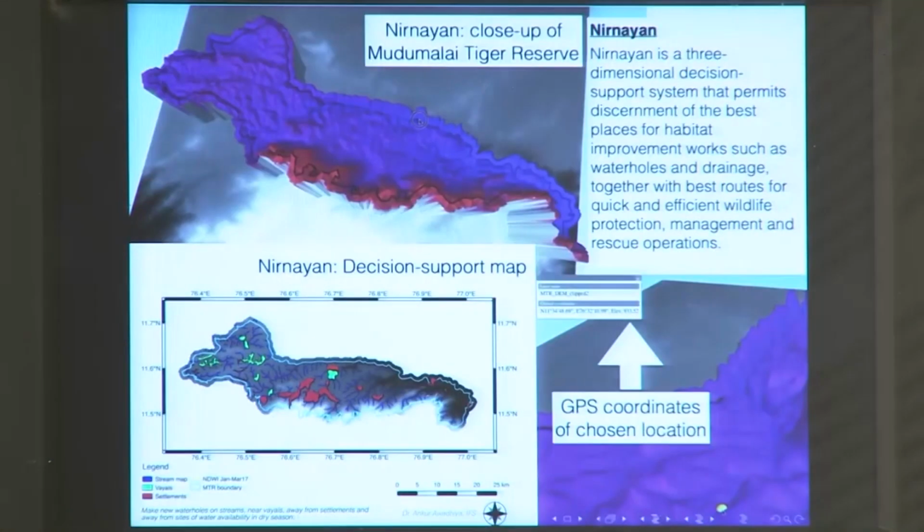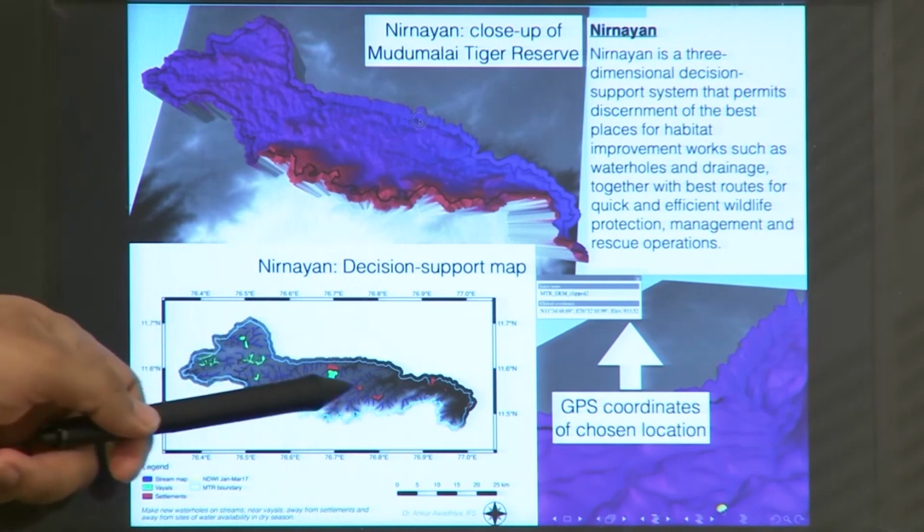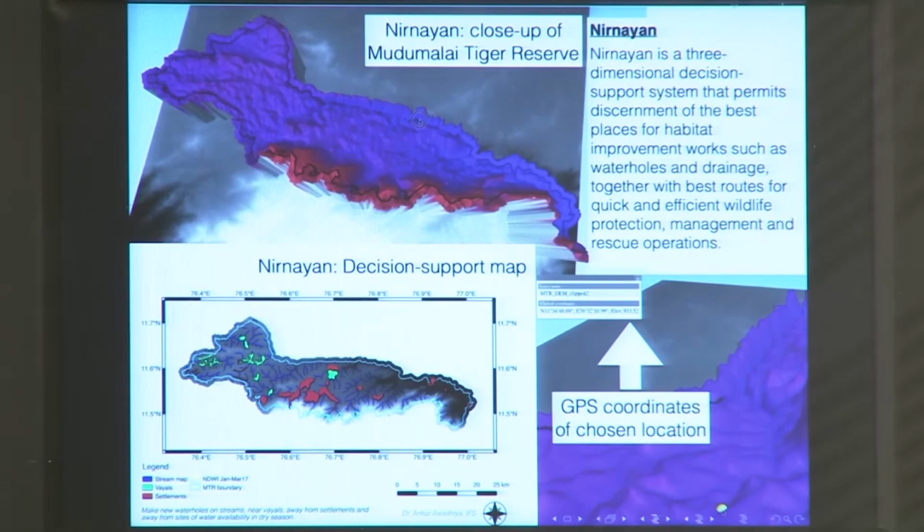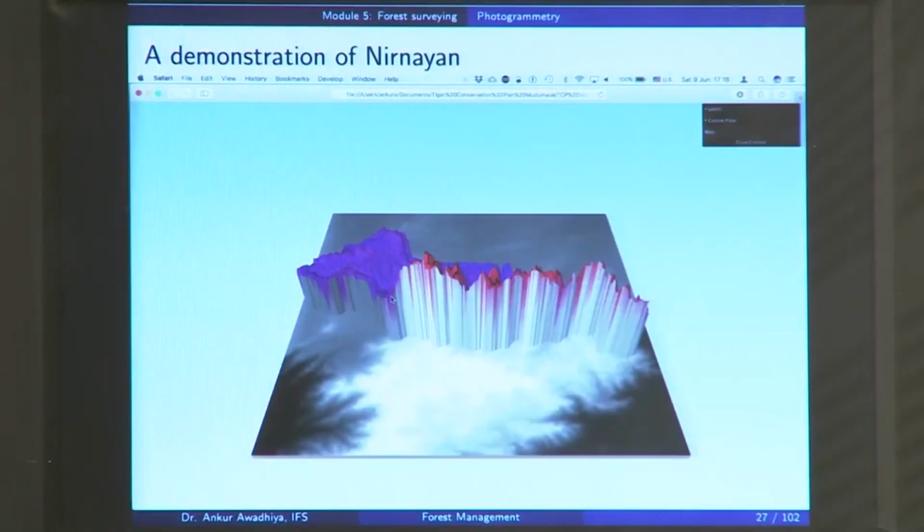So, for instance, this is a digital elevation map of the Mudumalai Tiger Reserve. In this map we are seeing the elevations of different points on the ground by making use of the area of the photographs. And in this case, we are seeing a hydrographical map where we are seeing where the streams are located. Now, a digital elevation map can also be made use of to give you a three-dimensional representation of the area.